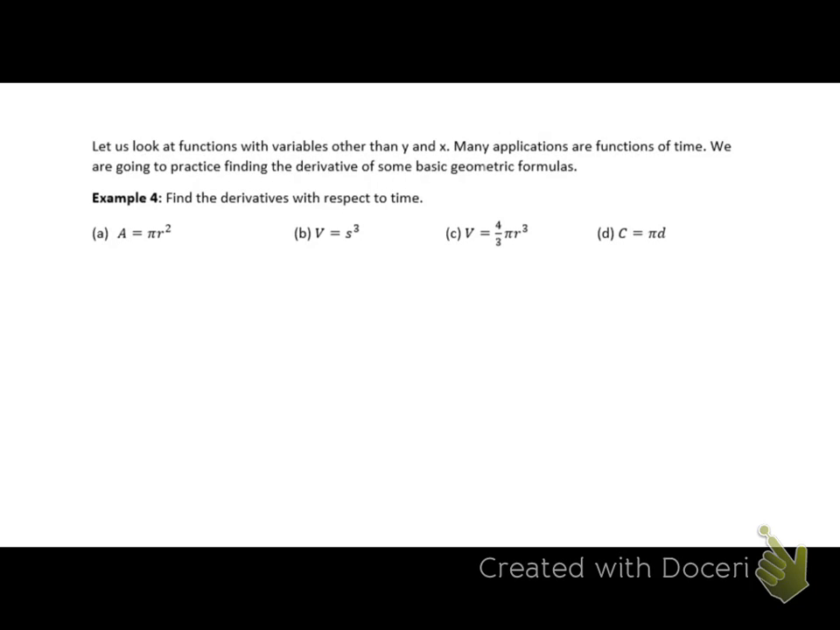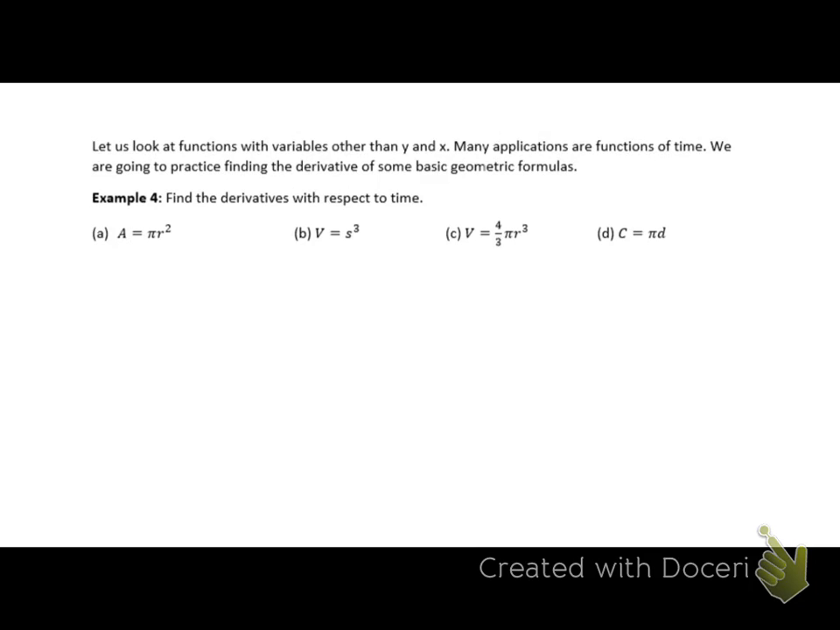This is section 7, chain rule, example 4. So sometimes you don't just have x and y in your formulas, right? You actually have a's, r's, v's, s's, c's, d's. So when that happens, all of your variables are not going to be with respect to each other, but they're going to be with respect to time.